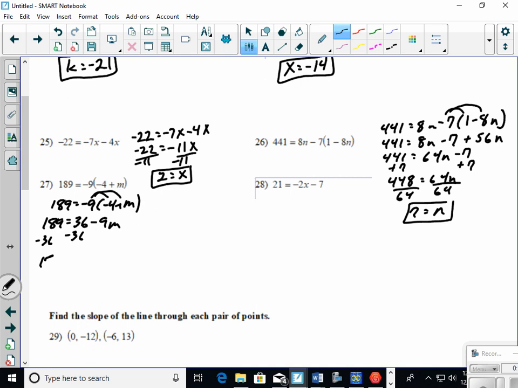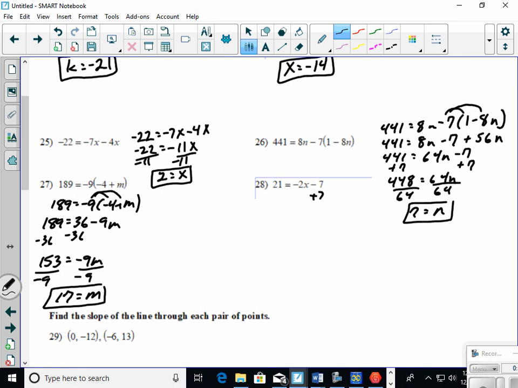153 equals negative 9m. We have a negative 9 on both sides. That's going to give us 17 equals m.